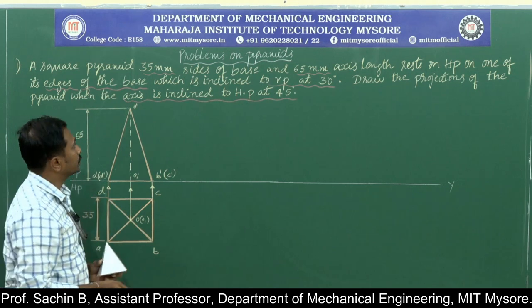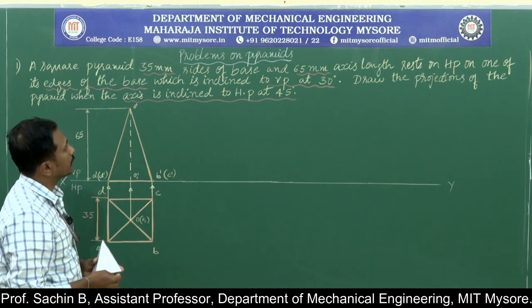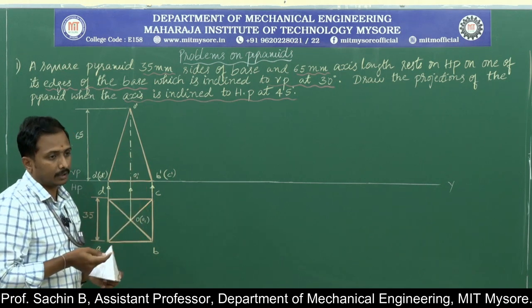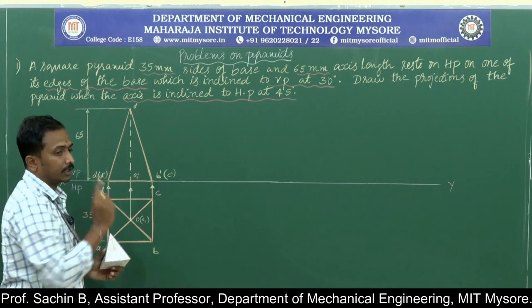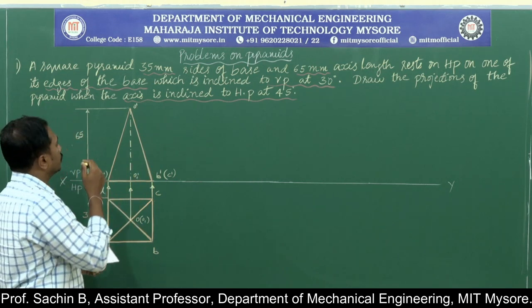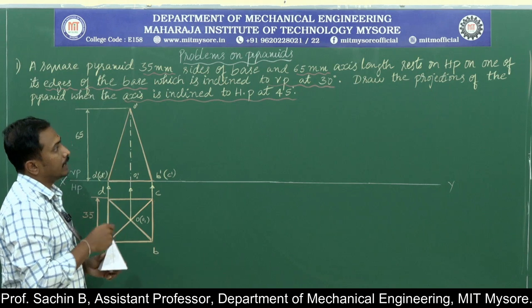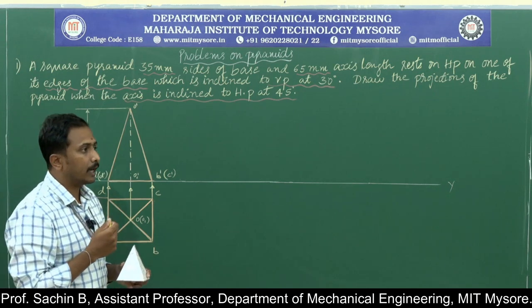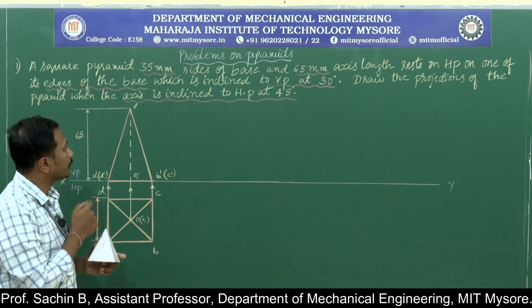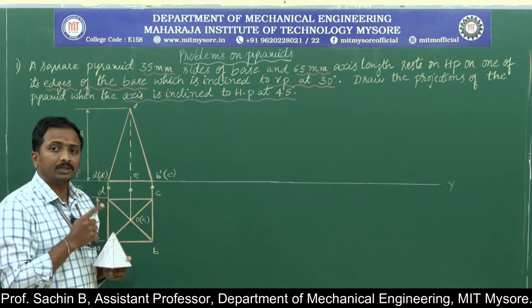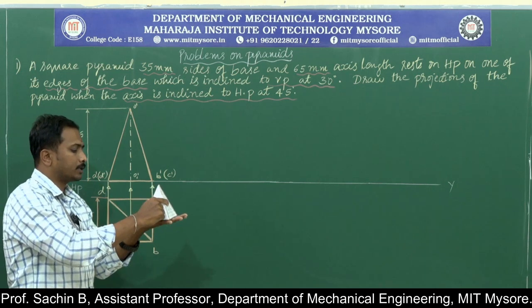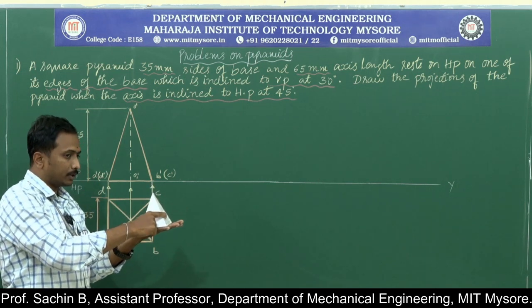Next, we need to consider the second case. Next, they are clearly saying that the edges of the base which is inclined to VP at 30 degree. That case is not considered at the second position. Next, I will go for the next sentence, that is nothing about the projections of the pyramid when the axis is inclined to HP at 45 degree. When it comes to this particular point, here they clearly say that the axis is inclined to HP at 45 degree. Now, I keep the object in the first position like this.